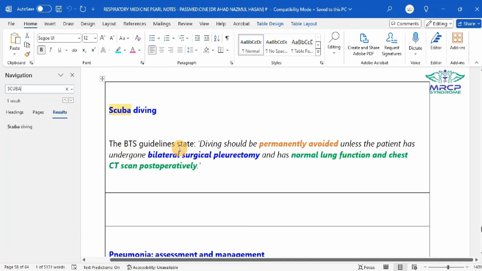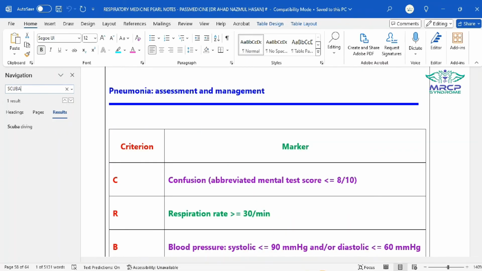The BTS guidance states diving should be permanently avoided unless the patient has undergone bilateral surgical thoracotomy and has normal lung function and a chest CT scan post-operatively. So scuba diving should be permanently avoided for life unless the patient undergoes bilateral surgical thoracotomy and has normal lung function and a chest CT scan post-operatively.